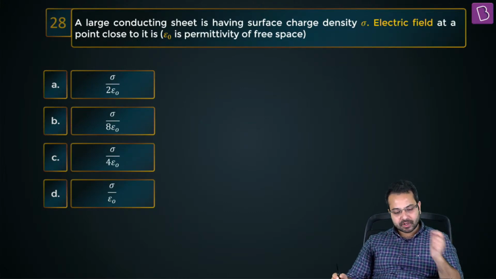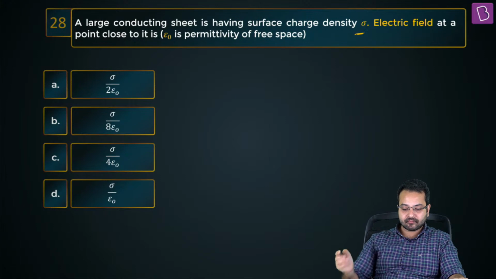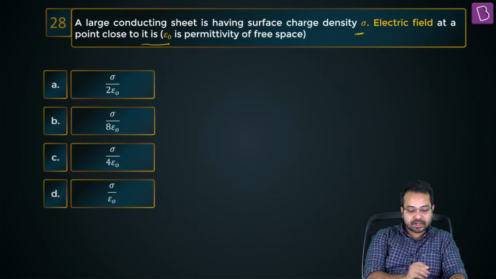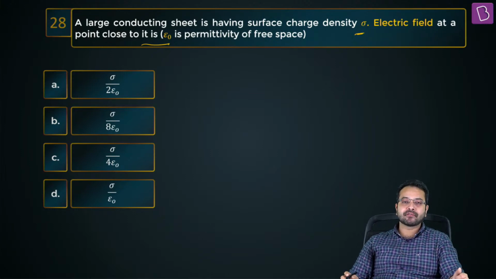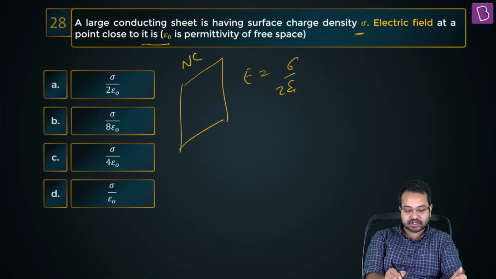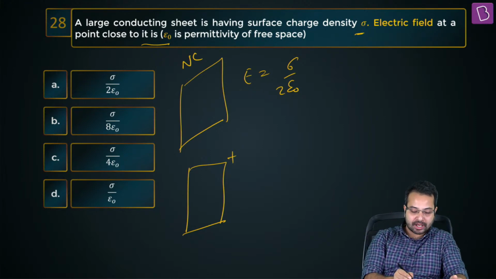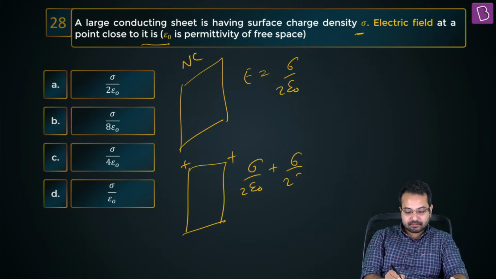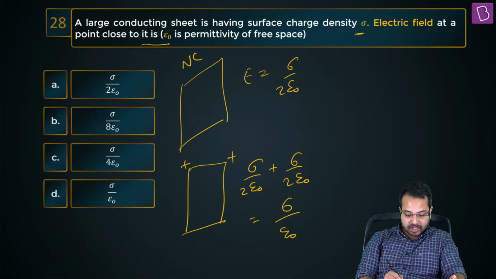Alright, let's move forward. A large conducting sheet is having surface charge density sigma. Electric field at a point close to it is. Now this could be a little confusing, because if you have a non-conducting sheet, then electric field is sigma upon 2 epsilon naught. But if you have a conducting sheet, then the conducting sheet has two surfaces. The charge is going to come to the surface, so you're going to have two surfaces. In that case, the electric field would be sigma upon 2 epsilon naught plus sigma upon 2 epsilon naught, and that is going to give us sigma upon epsilon naught. So the correct answer is going to be option D.